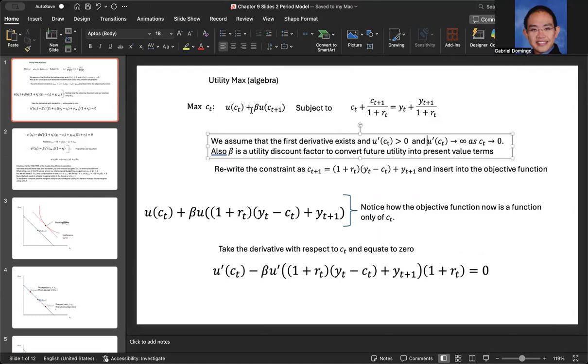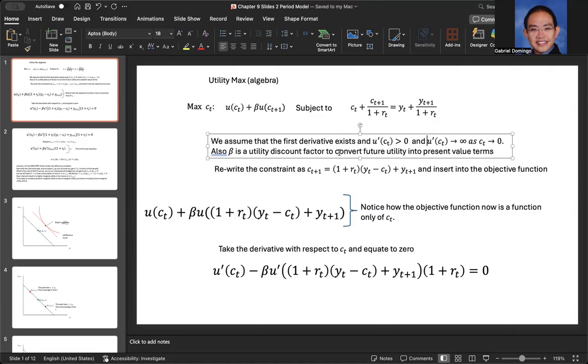Next, notice that the objective function here is the sum of present and future utility. To add those two numbers together, you need to turn the future utility into its present value, which is the point of beta. Now, beta is less than 1, and you'll call that the utility discount factor. And if you multiply utility by beta, it will turn it into its present value, right? So that's why now you can add the present value of present consumption as well as the present value of future utility.